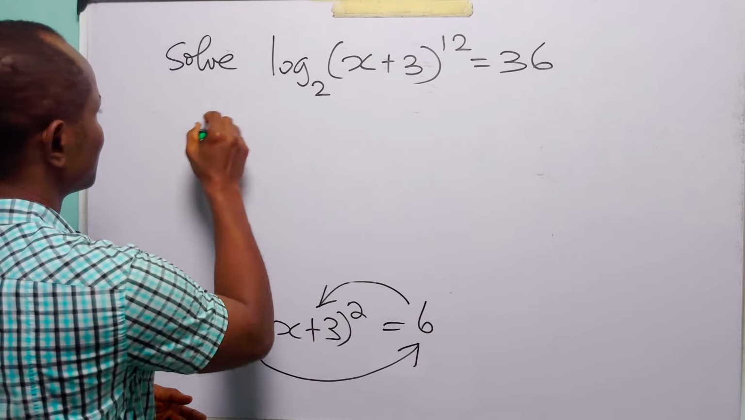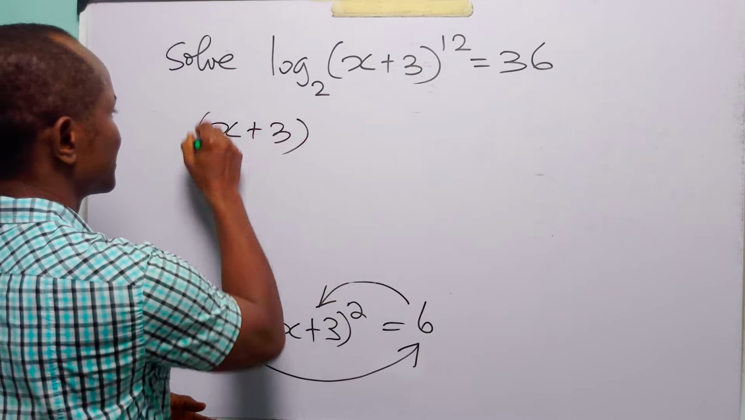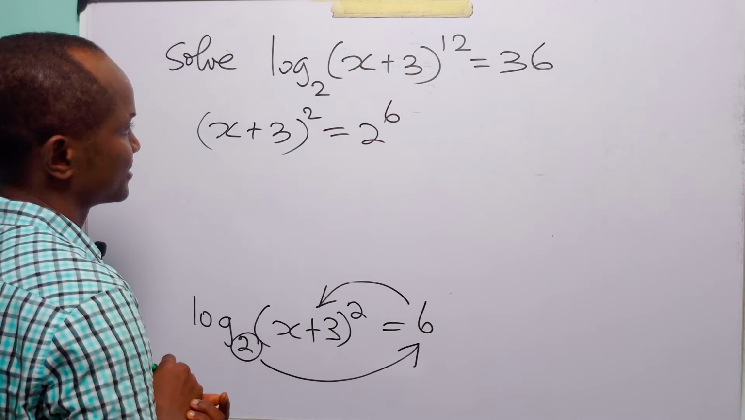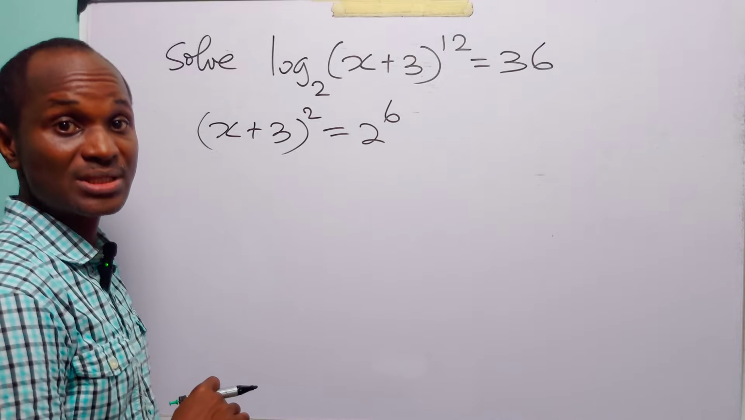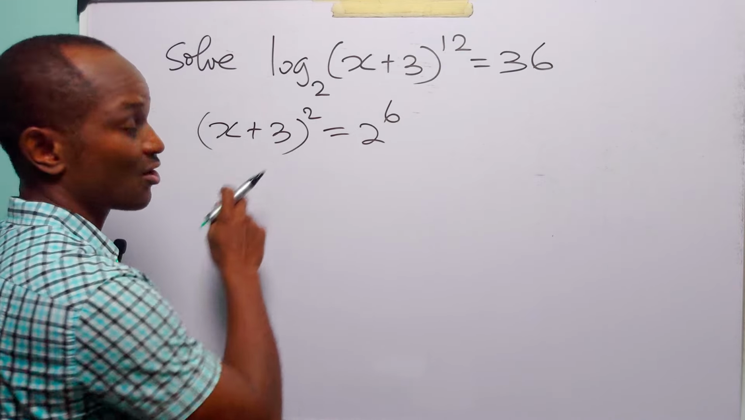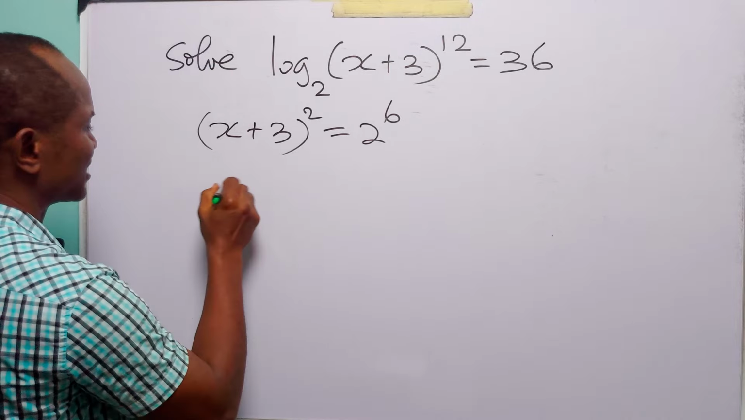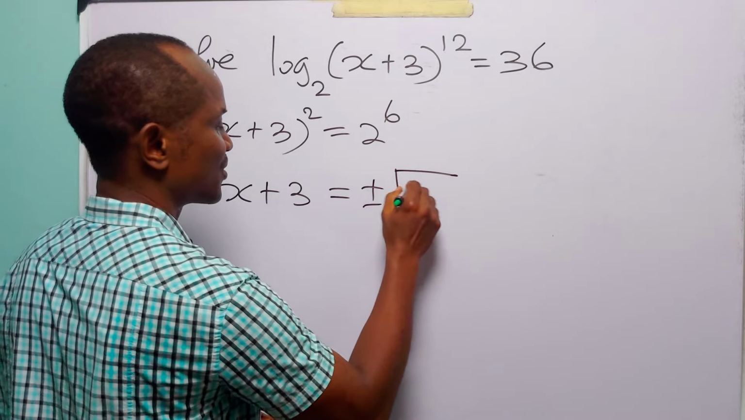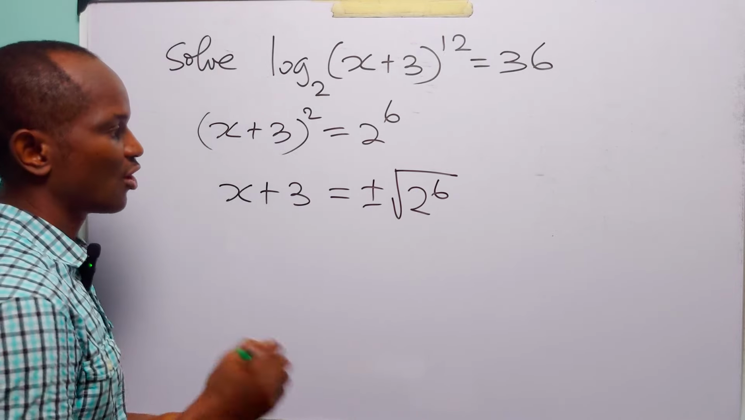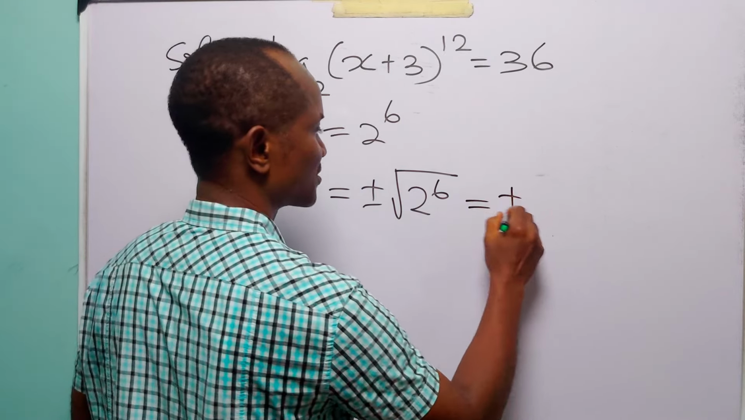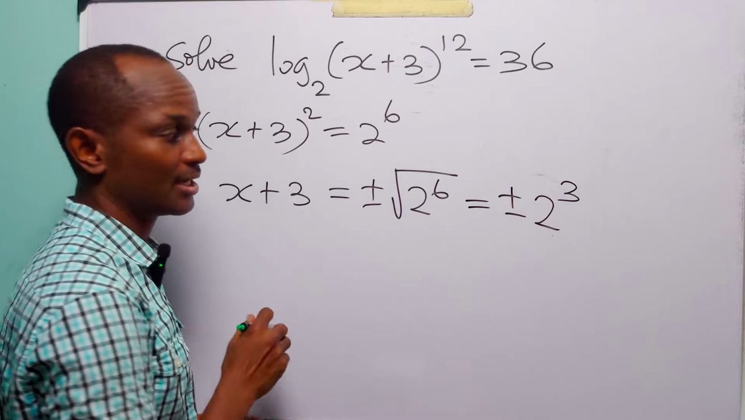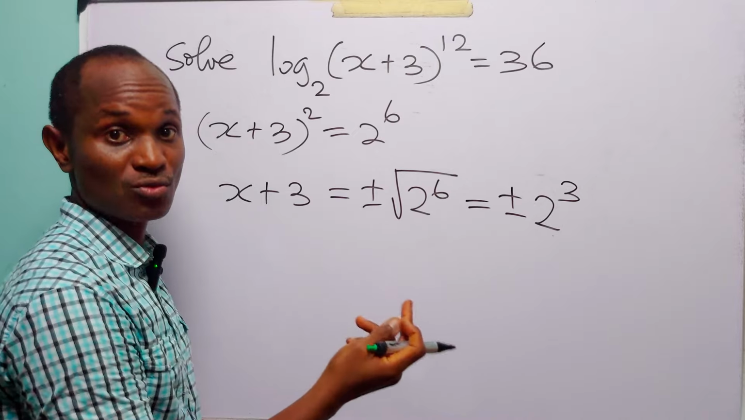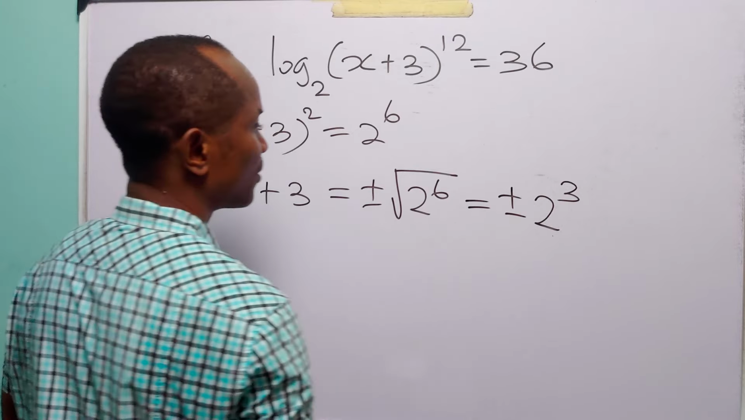Now from here, once more, we have that 2 to the power 6 is equal to x plus 3 squared. So x plus 3 squared is equal to 2 raised to power 6. And now the next thing we are going to do is that we will take the square root of both sides of the equation. When we do that, we have that x plus 3 is equal to plus or minus the square root of 2 to the power 6. Of course, you know that this is equal to plus or minus 2 raised to power 3, because of the square root, we are going to divide the power 6 by 2. And of course, 6 divided by 2 is equal to 3.